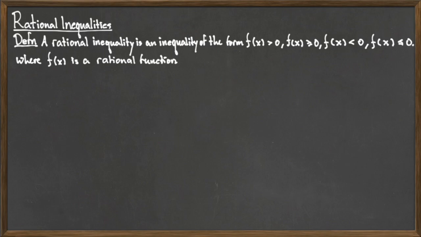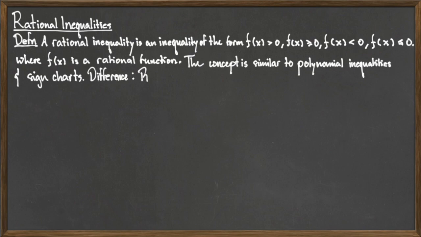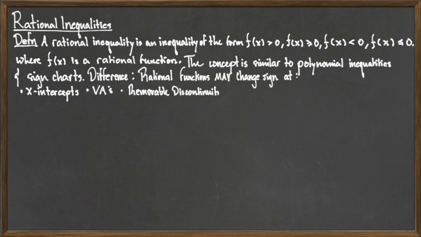And the concept is similar to polynomials, where we put the rational function on one side so that it's related to 0 in some way. But the concept, again, is still similar to polynomial inequalities in terms of their sign charts. The only difference is that rational functions may change signs at different places than a polynomial will. A rational function can change sign at an x-intercept, a vertical asymptote, or a removable discontinuity.